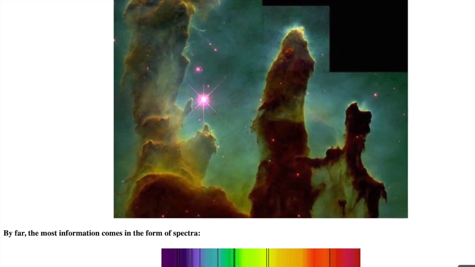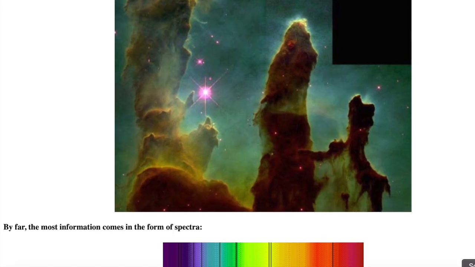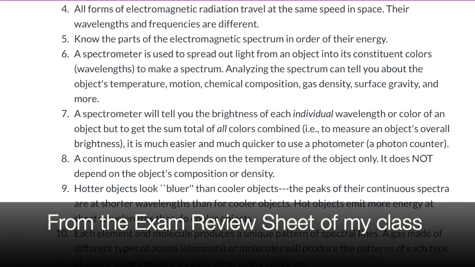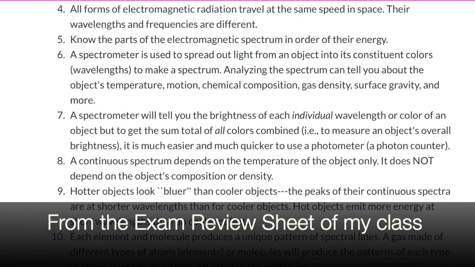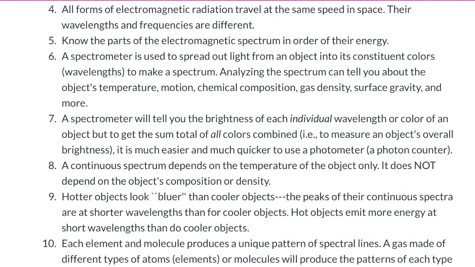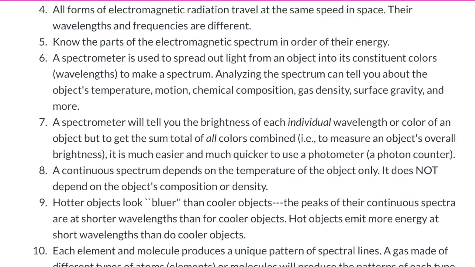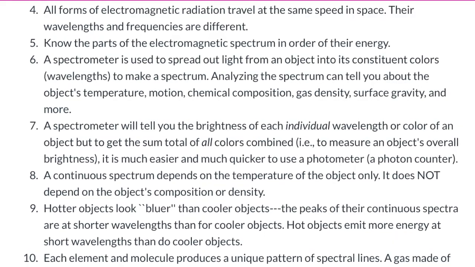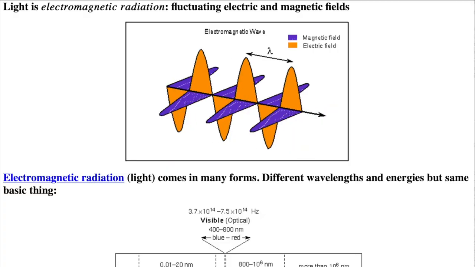But, by far, more information is decoded when the light is spread out into the individual colors that make it up to create a spectrum. A careful analysis of the spectrum can tell you about an object's temperature, speed, and direction of travel, chemical composition, gas density, surface gravity, structure, and more. Most of the things I'll describe in the course were found from spectroscopy, which is the study of an object by analyzing its spectrum. So what is light?